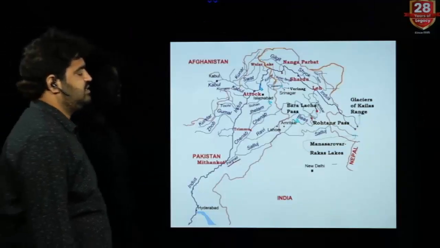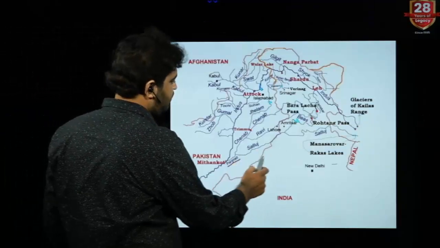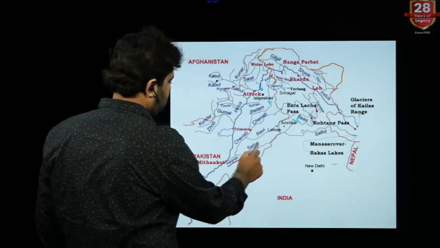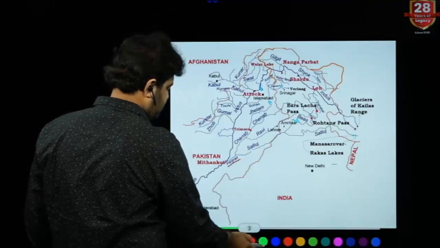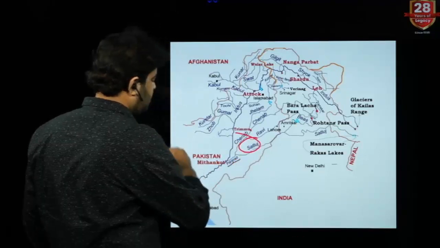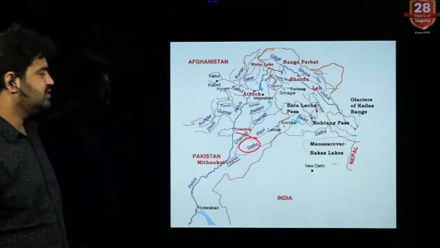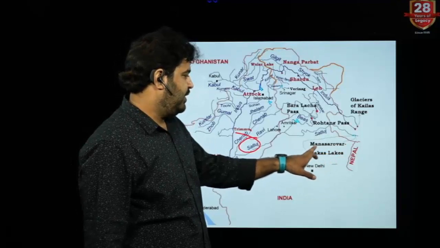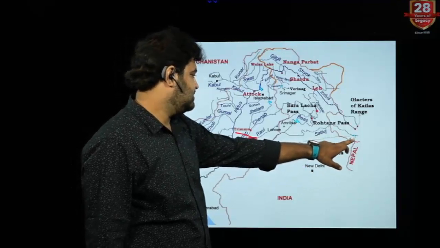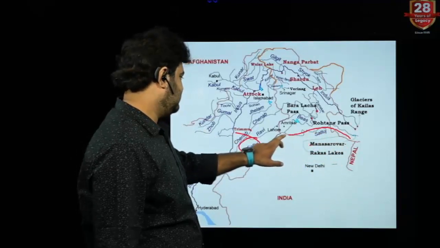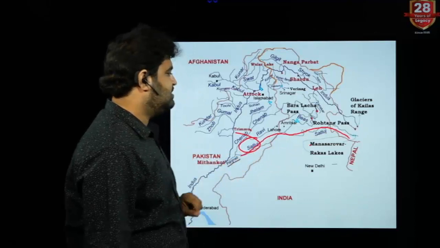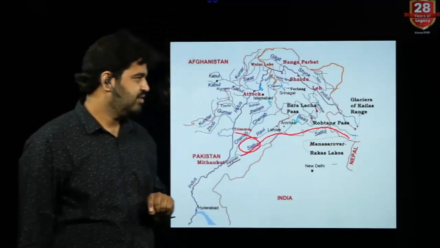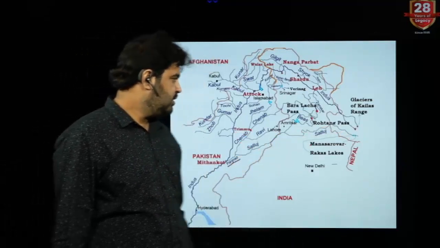And we can see this part. So this is the origin point. From here we can see the Satluj like this, like this. Right? This is the origin point of the Satluj. So we'll stop here.